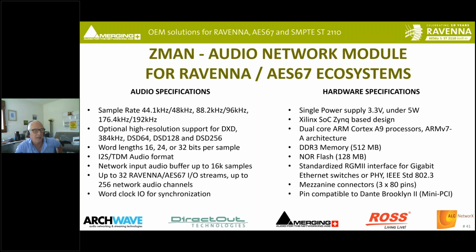That works in these modules by standard default. We offer word lengths of 16, 24, and 32 bits with access to audio ins and outs over I2S or TDM. A large audio buffer, as Claudio said before, representing a good third of a second, if not more, per channel. We support up to 32 Ravenna I/O streams on up to 256 network audio channels. And when I say 256 network audio channels, it's actually 256 ins and 256 outs on the higher grade module that we offer.